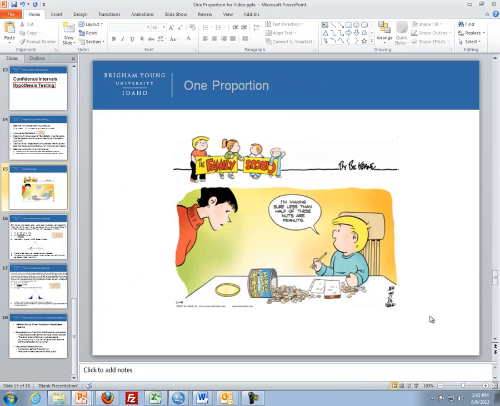In fact, here's a cartoon of Family Circus. And this is Billy, and he's saying that I'm making sure that less than half these nuts are peanuts. Okay? Sounds like he had a lot of time on his hands. However, not only does he like to count peanuts, he's also a great statistician.